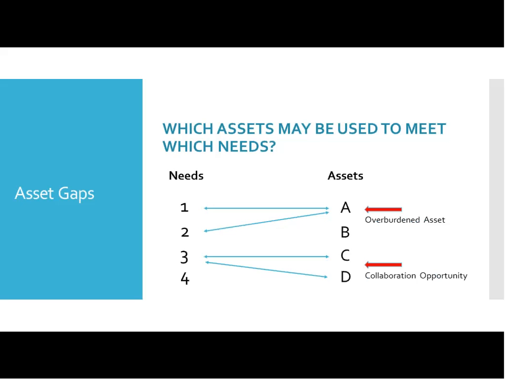They have to communicate with each other to figure out how to most effectively work. So far we've got overburdened assets and collaboration opportunities. Now, if you look at number 4, you'll see that number 4 does not have an asset that maps up.